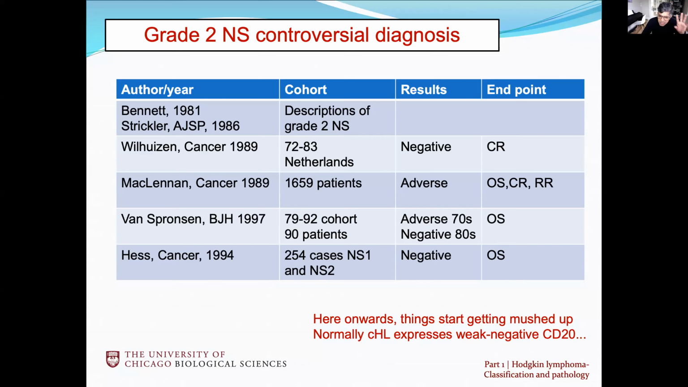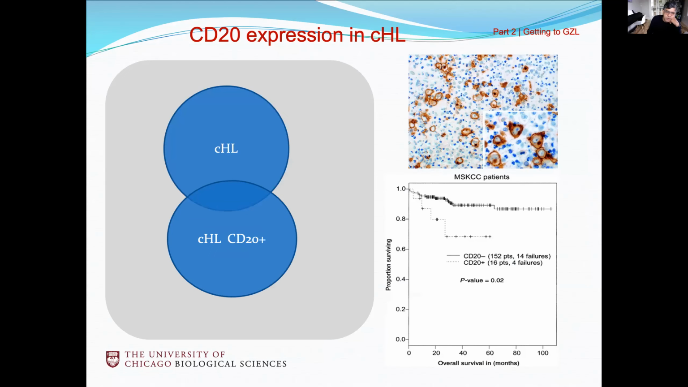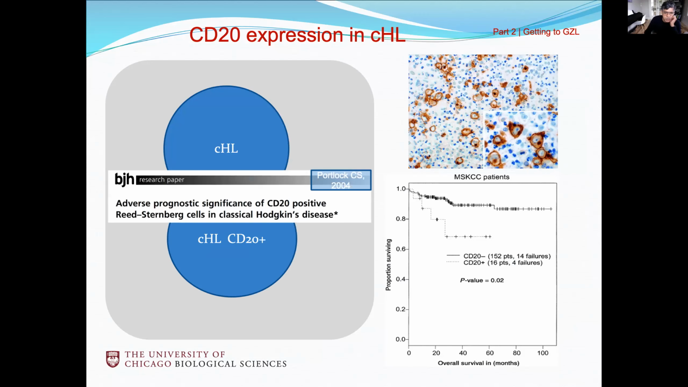And things started getting a little more confusing, even though there was some clarity in the 90s. Normal CHL expresses weak to negative CD20. So this is what we learned. I told you that. So what happens is suddenly CHL decided to express strong CD20. That's where a study came about in the early 2000s, after 2000. So the CHL and the CHL with strong CD20: what do they mean and how does it impact prognosis?